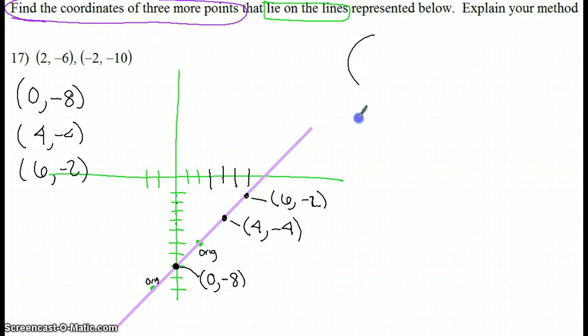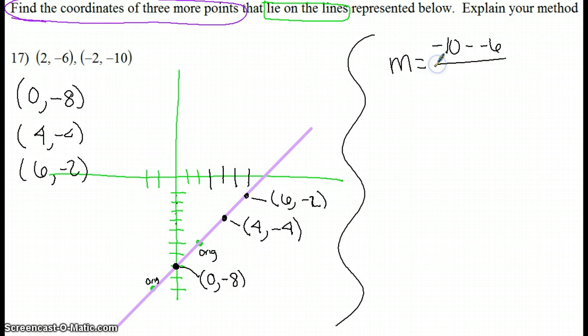The second solution method I can use is to find the slope of the line using the points that I'm already given. So m equals -10 minus -6 divided by -2 minus 2. -10 minus -6, minus a negative is plus. -10 plus 6 is -4. -2 minus 2 is -4. This can reduce to a positive 1 over 1.